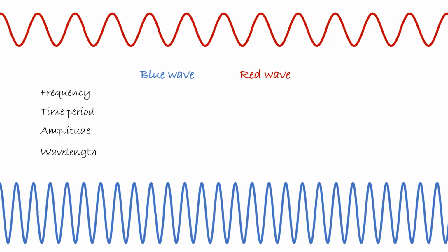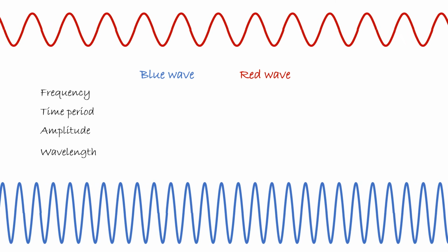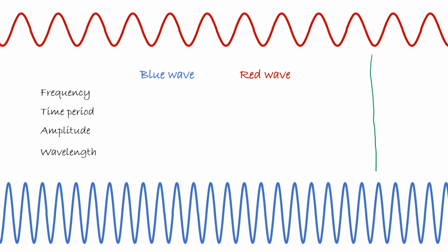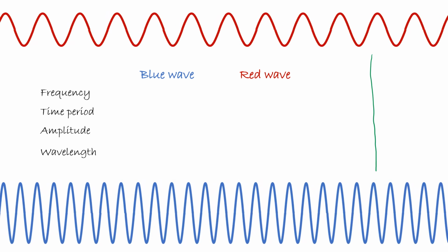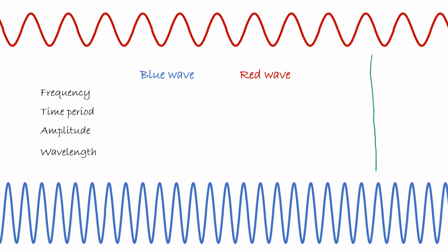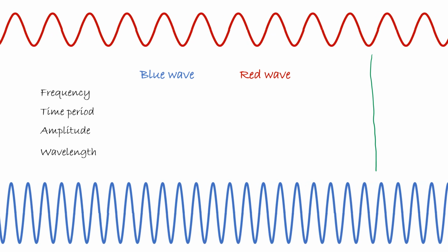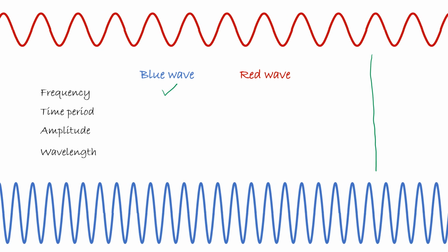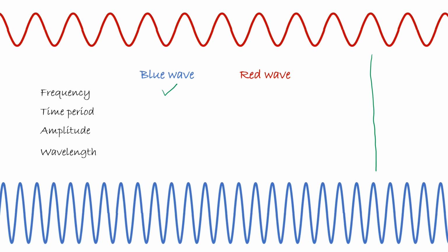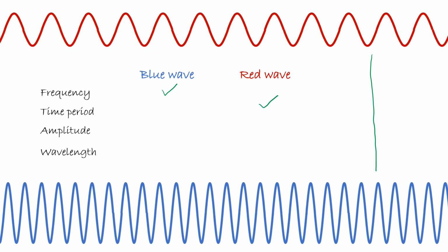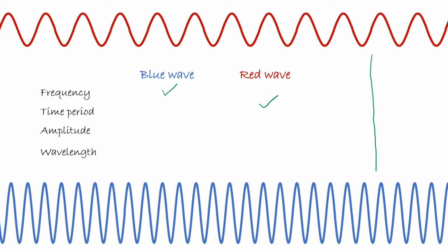Here I have a table to compile our observations. Now let's say I draw an arbitrary line here. As you can see, there are more crests of the blue wave passing it per unit time than that of the red wave. Hence, I can conclude that the frequency of the blue wave is higher than that of the red wave. However, at the same time, this means that the red wave has a higher time period since more time is taken by consecutive crests to cross the green line.